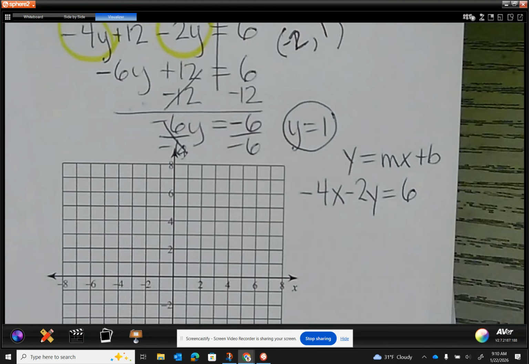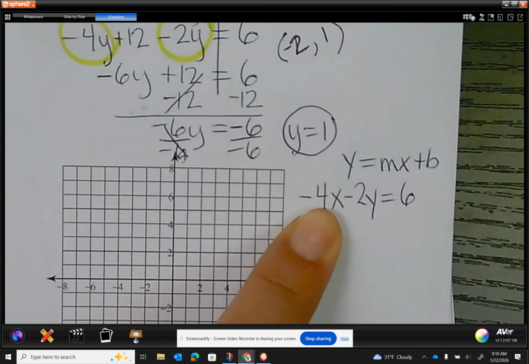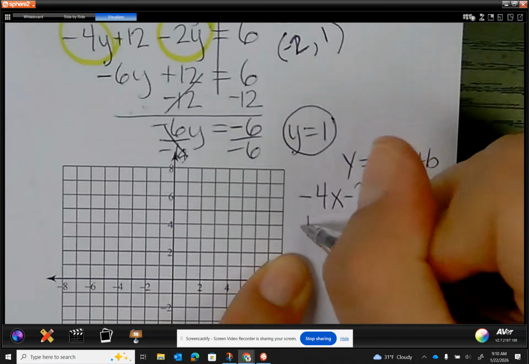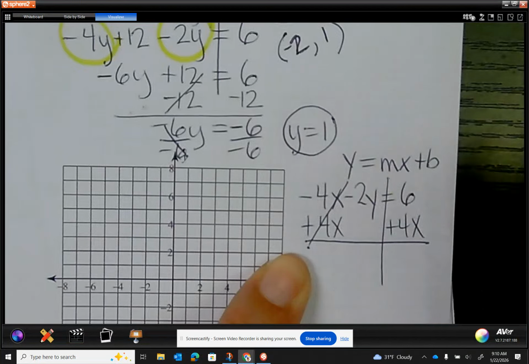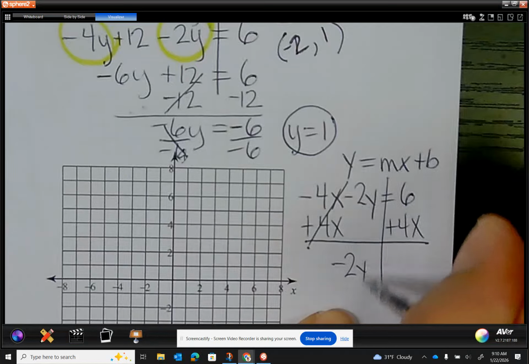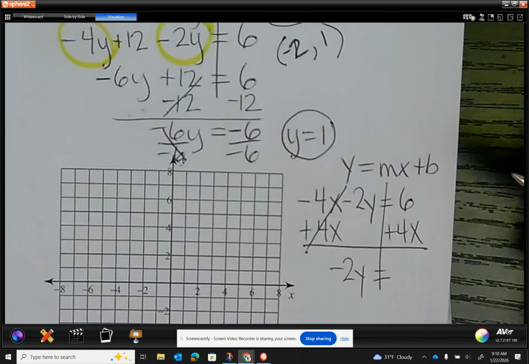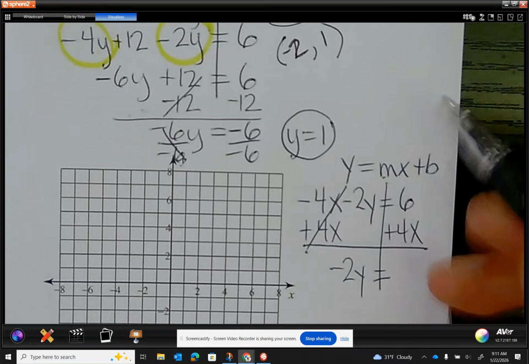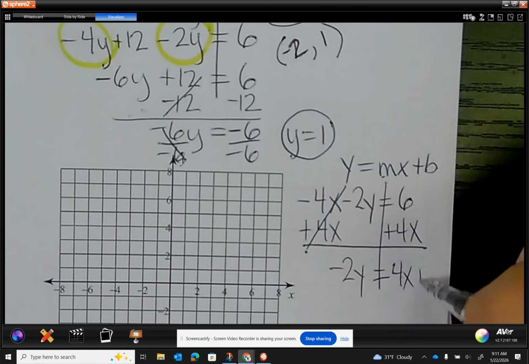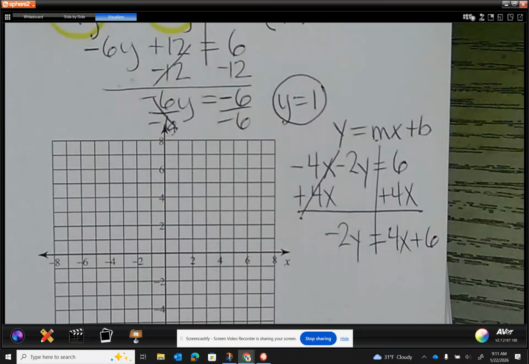Okay, the first thing we're going to do to solve for y is we're going to move this term over. What's the opposite of a negative 4x? So we're going to add 4x. So that leaves us with a negative 2y is equal to, can I just combine these two and call it 10x? No, because they're different terms. Because I want it to be mx plus b, I'm going to put the 4x first and then plus 6. What can we do to get the y by itself next?